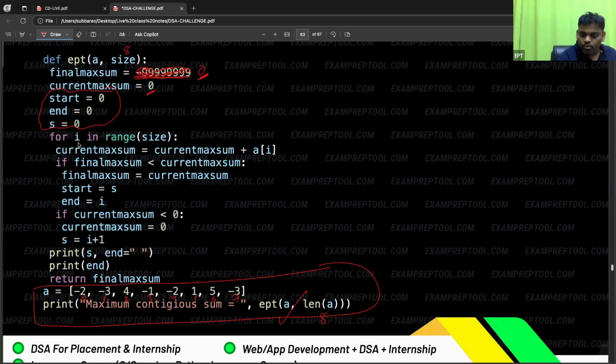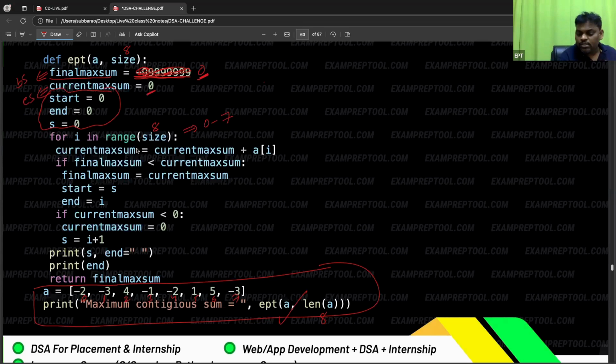Now the loop is going on. Range of size. Size is 8. Range of 8 means 0 to 7. The for loop is going on 0 to 7 times. Every time, current sum means every time sum. Final sum means best sum.